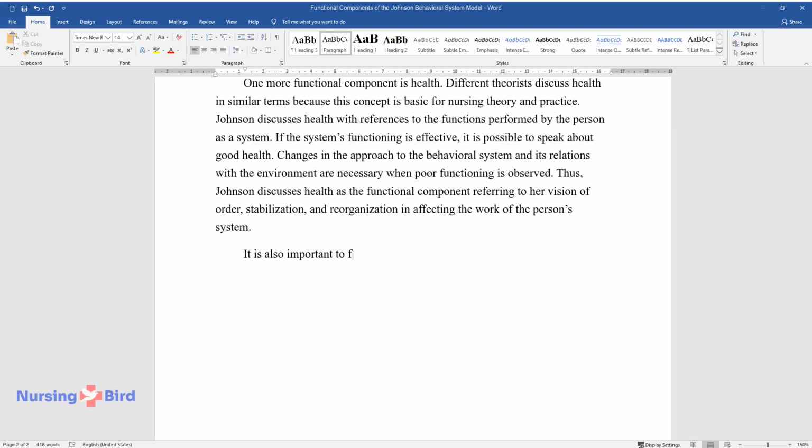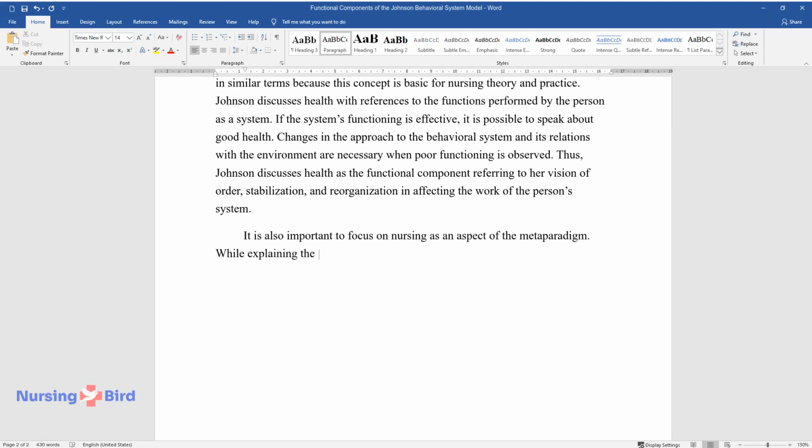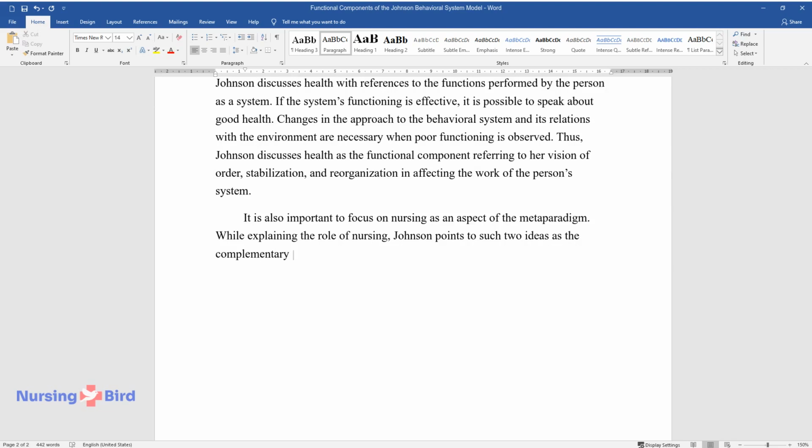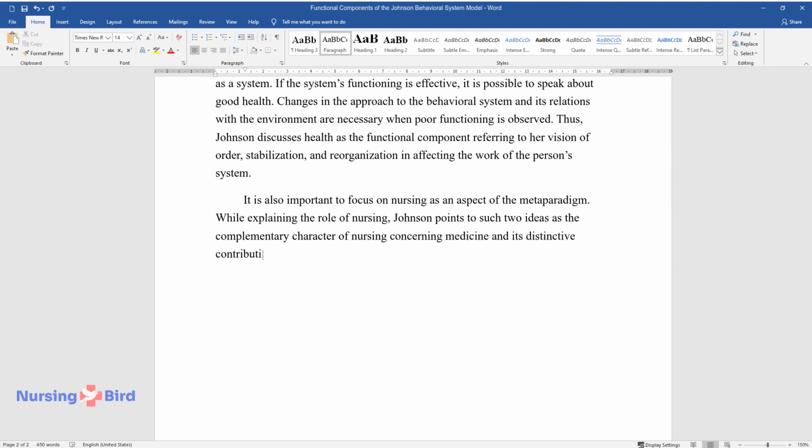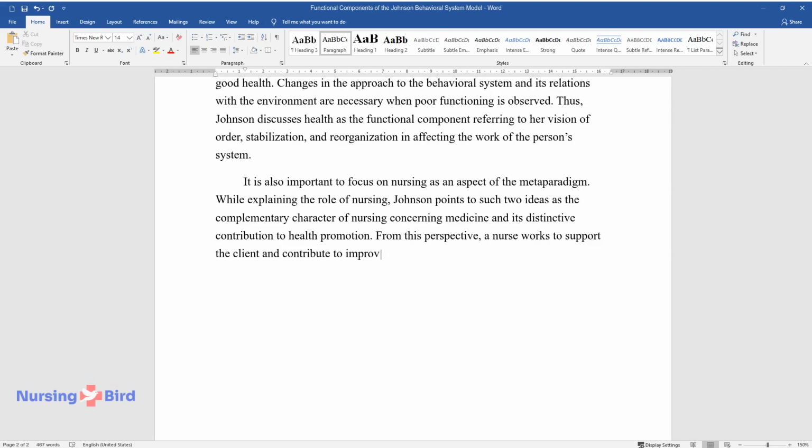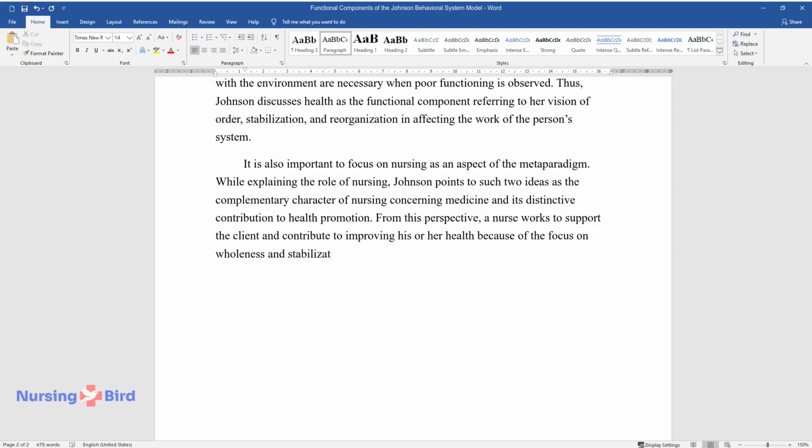It is also important to focus on nursing as an aspect of the meta-paradigm. While explaining the role of nursing, Johnson points to such two ideas as the complementary character of nursing concerning medicine and its distinctive contribution to health promotion. From this perspective, a nurse works to support the client and contribute to improving his or her health because of the focus on wholeness and stabilization.